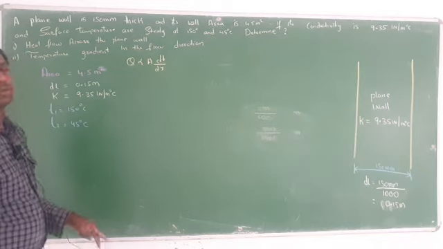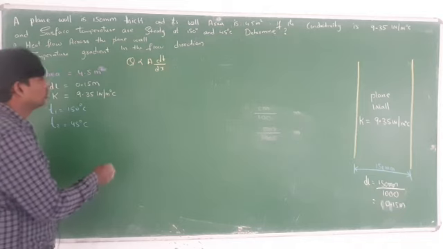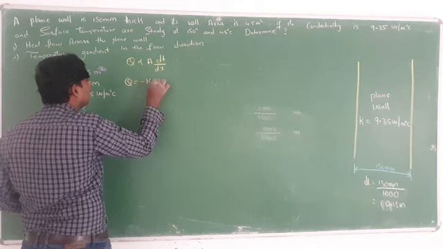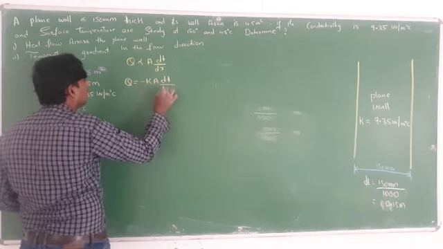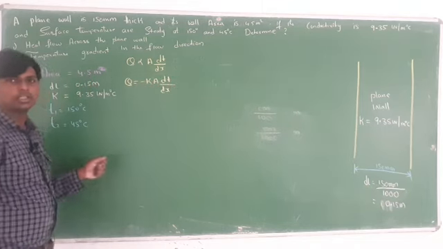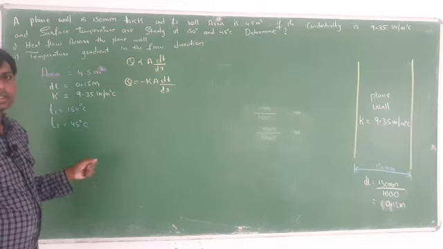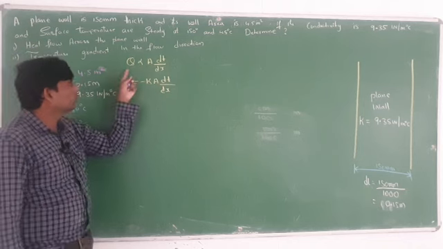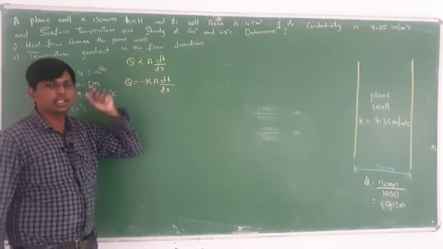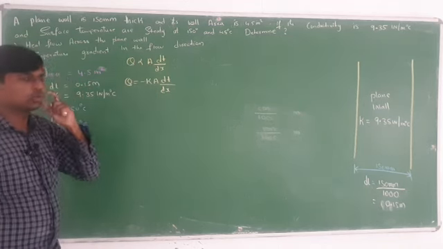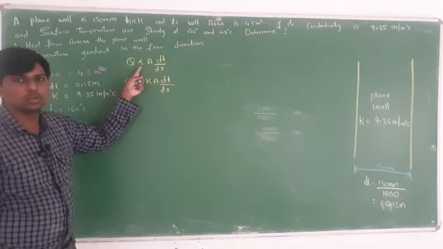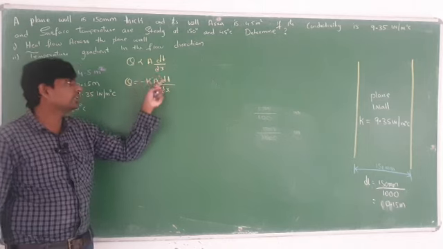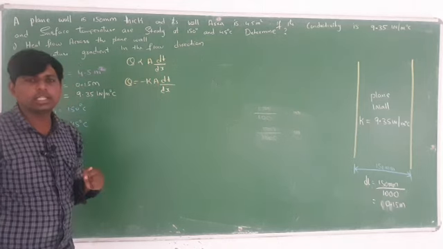After that, you have to remove the proportional sign. So Q is equal to minus K A dT by dx. If you remove the proportional sign, Q is equal to minus K A, with A written as it is, dT by dx.